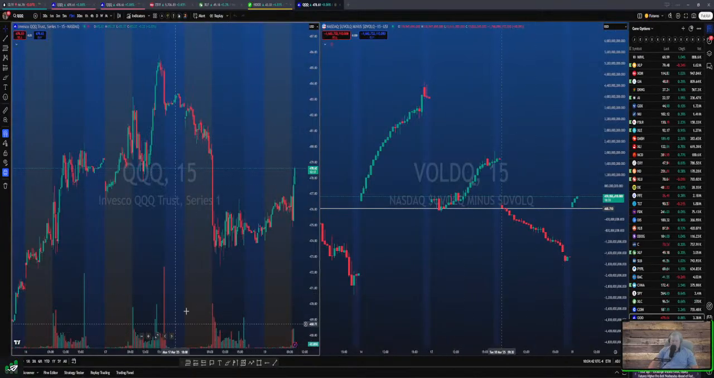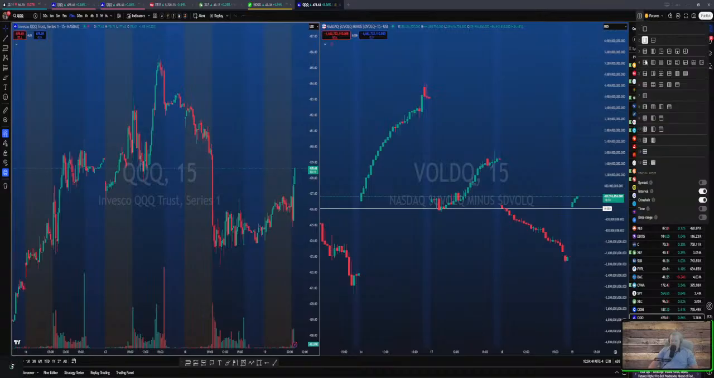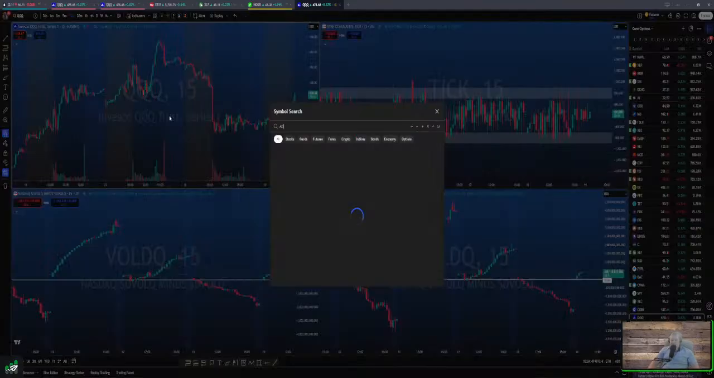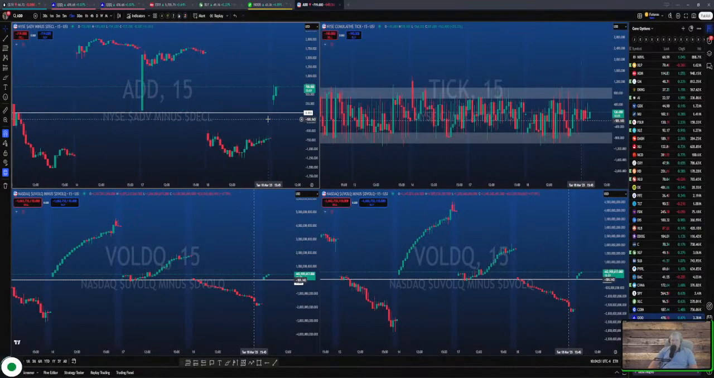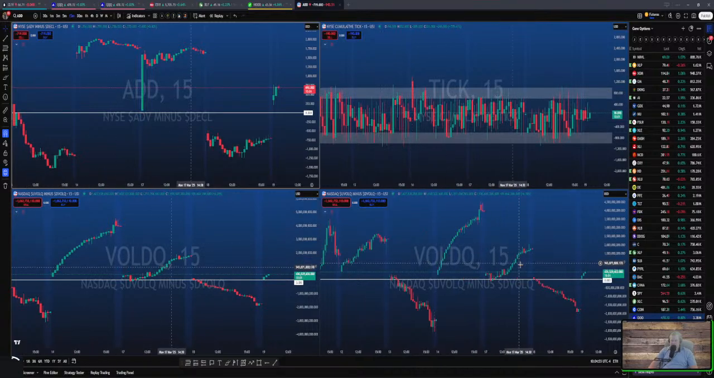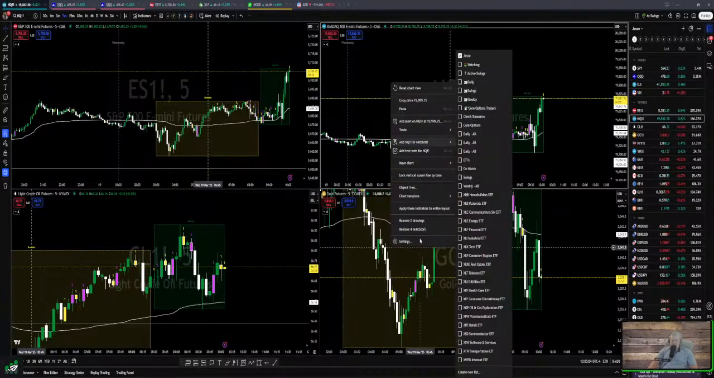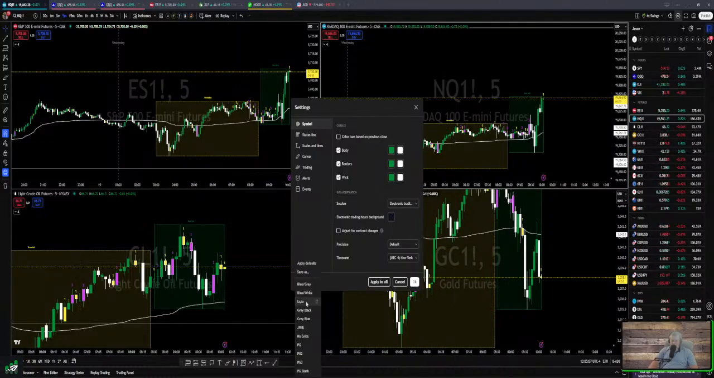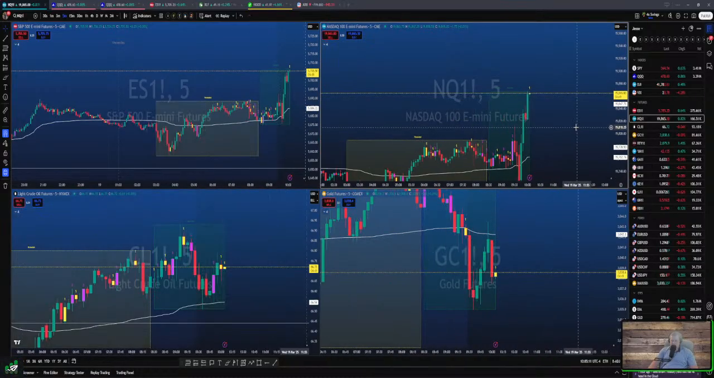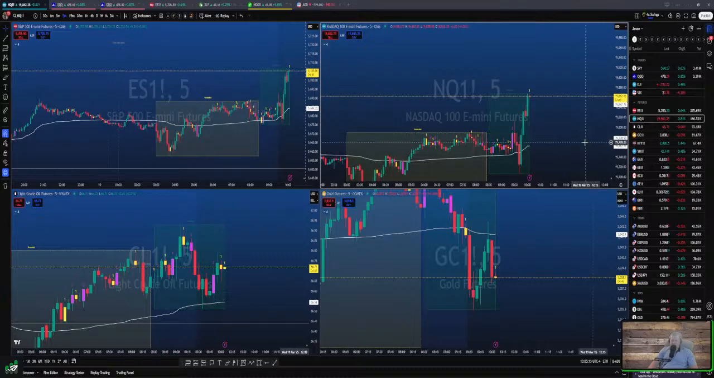Let us look at the internals for the day. So most of the market's green. That's what ADD tells us. Tick is flat, to be expected. VOLD is green. Let's go over here. I'm going to switch this to my lighter colors. So we are green on the day.